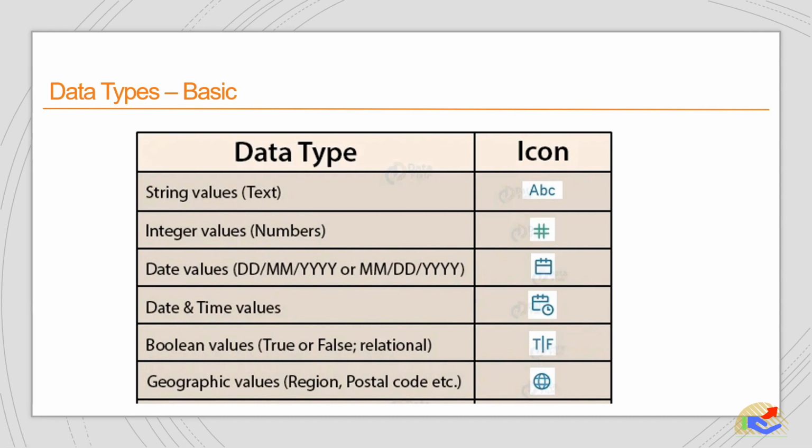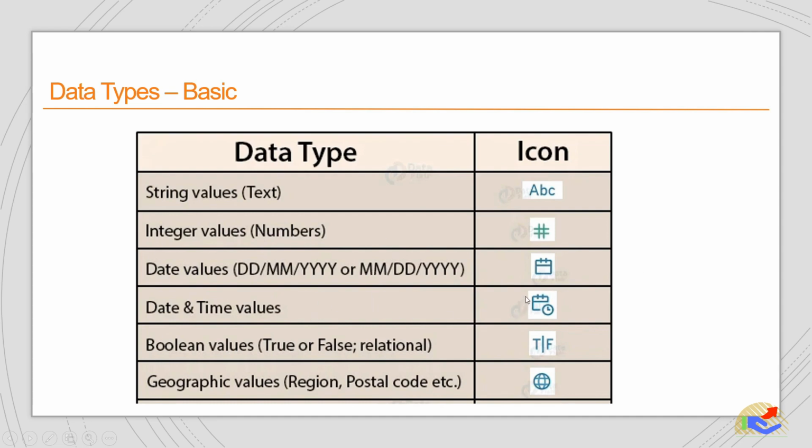And what if there are things with which you are able to track your locations? For instance, the name of your country, name of your state, city, and your PIN code or postal code as well. That kind of data we are going to save as geographical values, and that is represented by a globe symbol. So with this icon, you can easily figure out which type of data is there in that particular column.